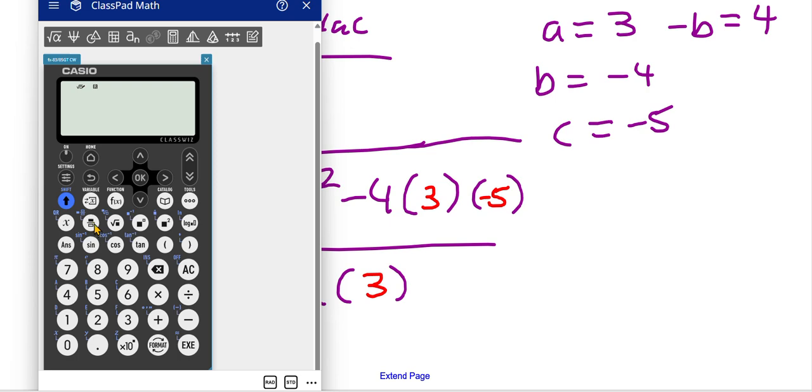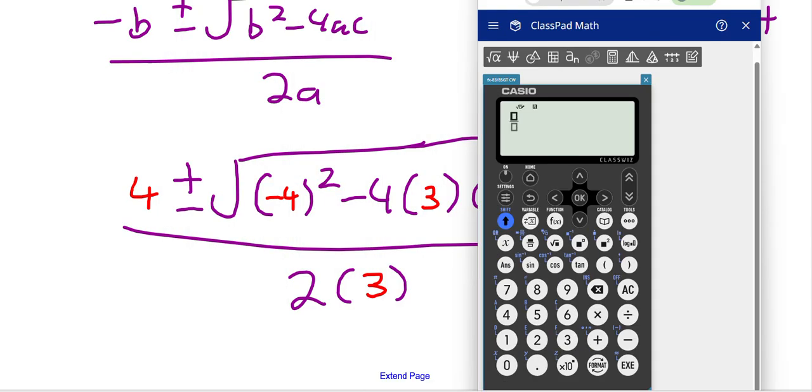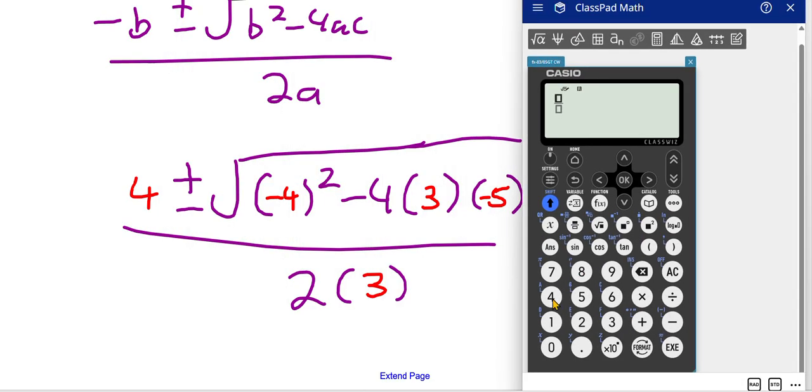Press the fraction button at the start. And then we're going to go for this. We're going to go 4. I'm going to use plus because there is no plus or minus button, is there? Just have to do plus at the start. Square root minus 4 squared. I'm going to make an error. I'd like you guys to tell me my error, please.